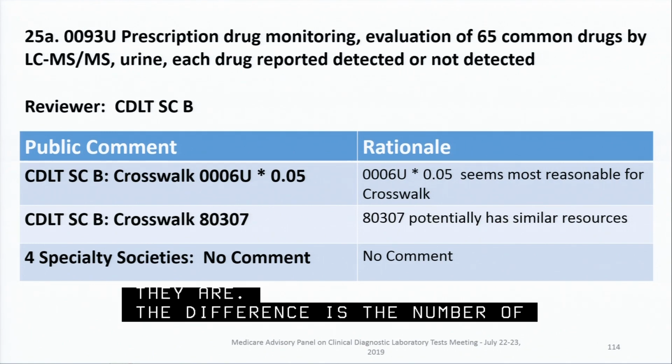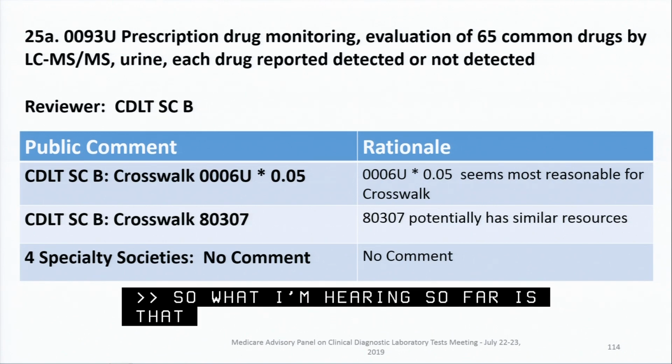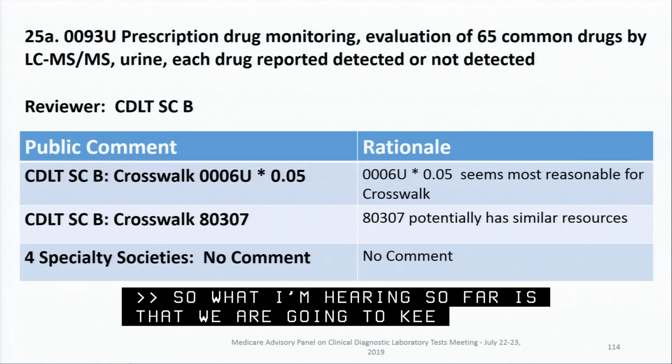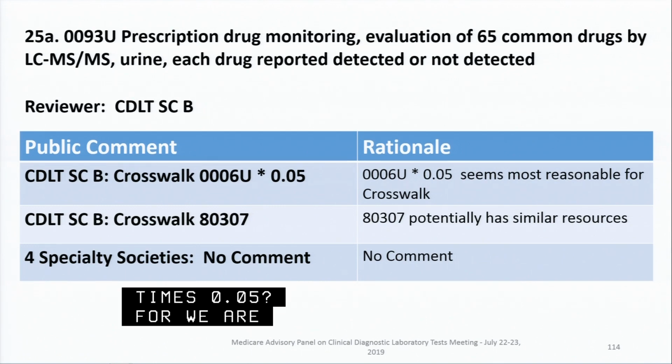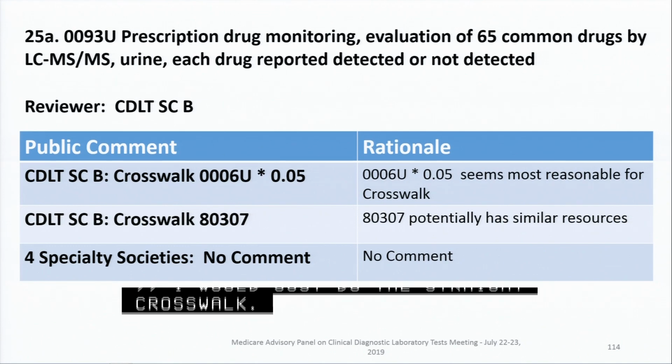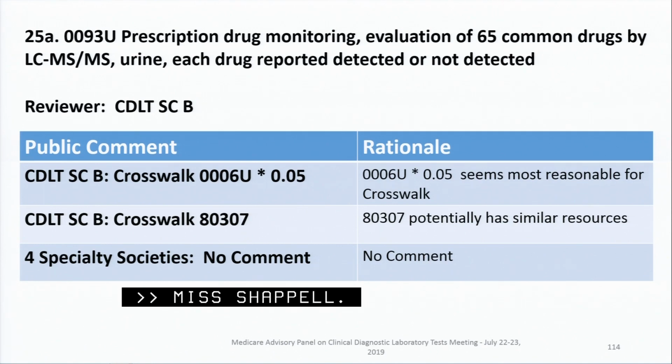So what I'm hearing so far is that we are going to keep 0006U times 0.5? Or we are going to use its crosswalk without the multiplier? Dr. Kroc? I would just do the straight crosswalk. Ms. Chappell? Yeah, I don't feel comfortable with that, but I can vote differently, right?